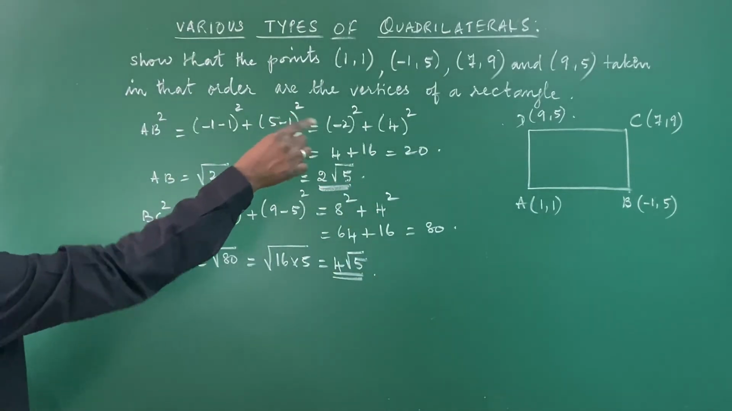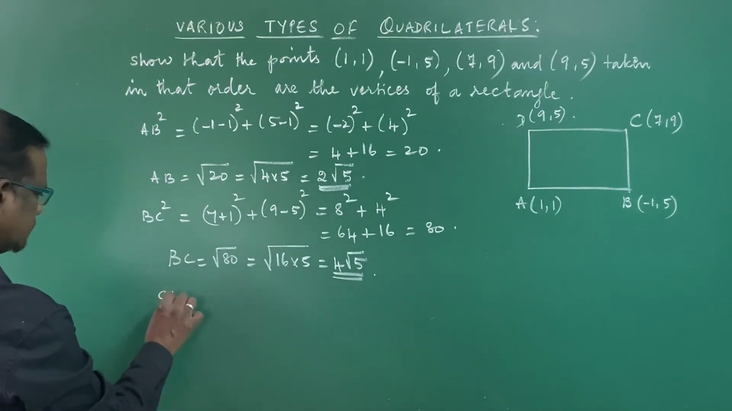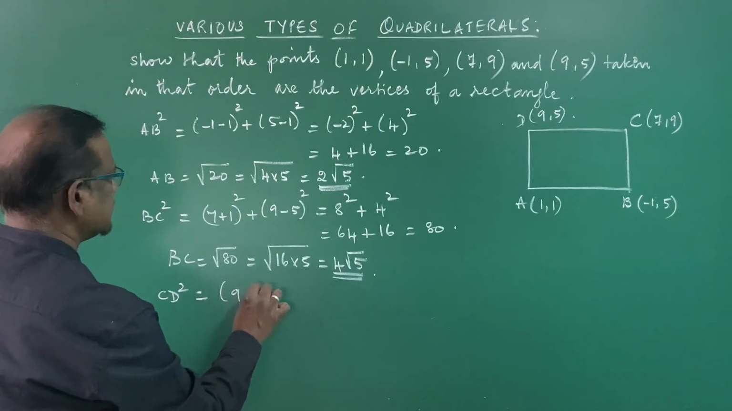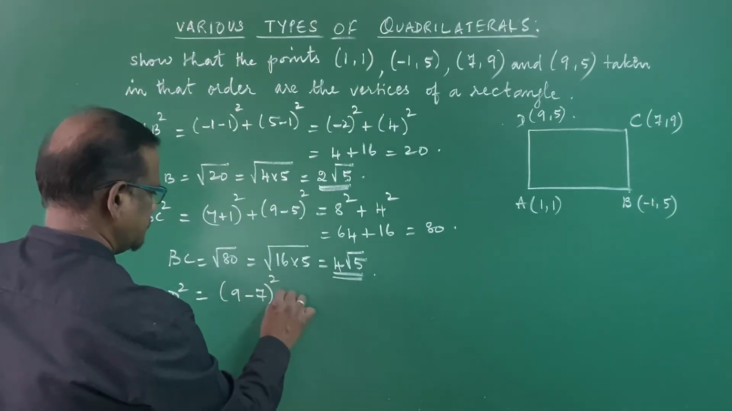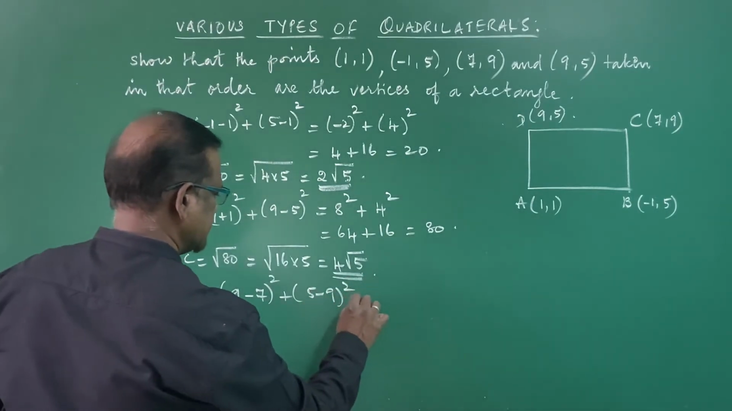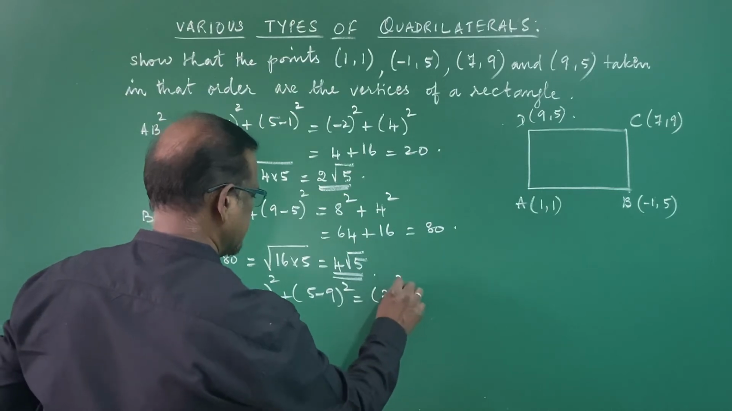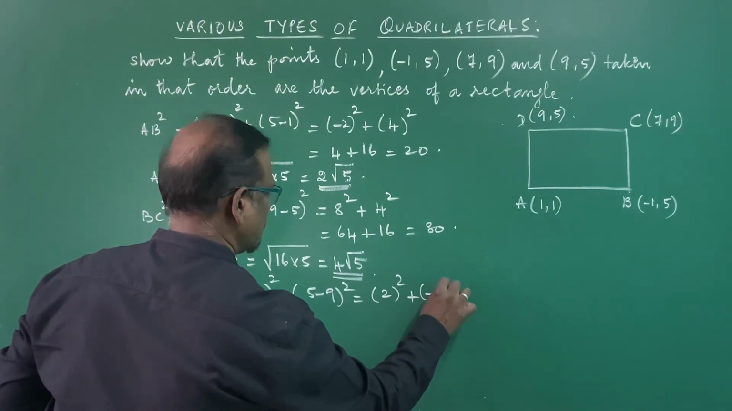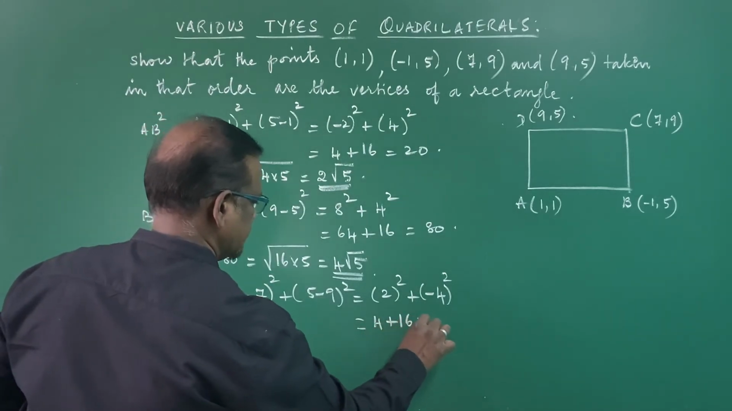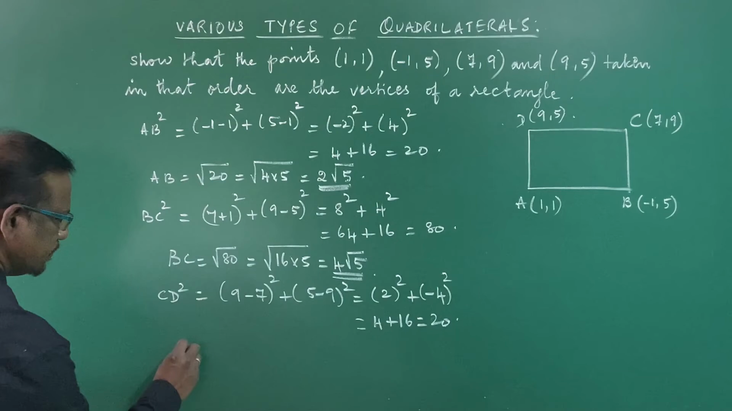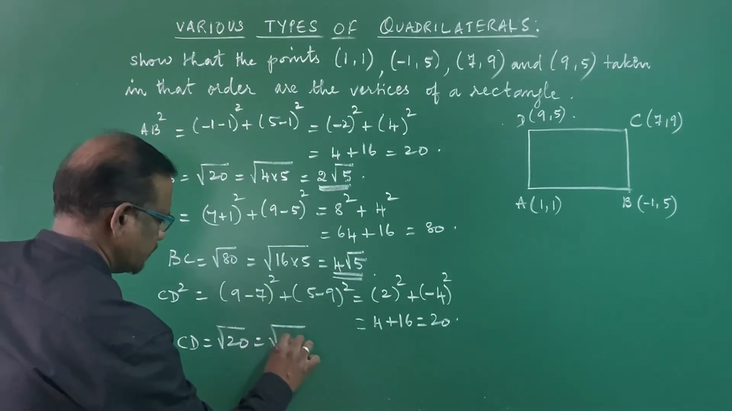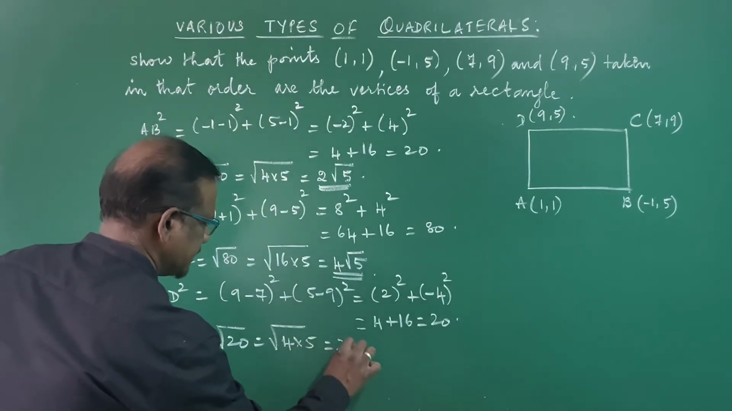Let us find the distance CD. So CD square is equal to 9 minus 7 whole square plus 5 minus 9 whole square. So that is equal to 2 square plus minus 4 whole square, that is equal to 4 plus 16, that is equal to 20. Therefore, CD is equal to square root of 20. We write it as 4 into 5. This can be written as 2 root 5.